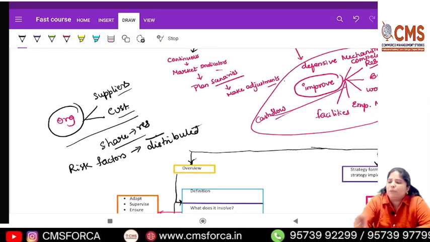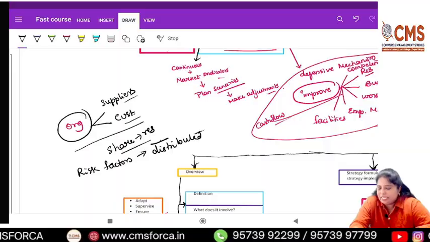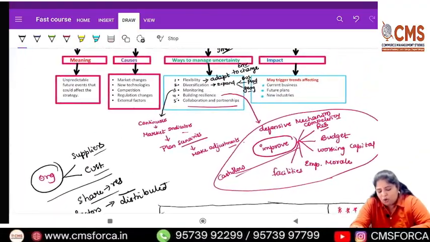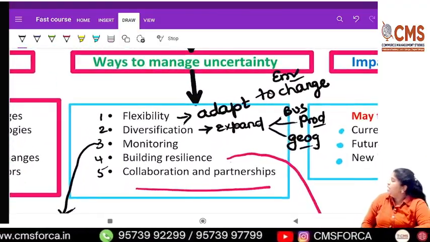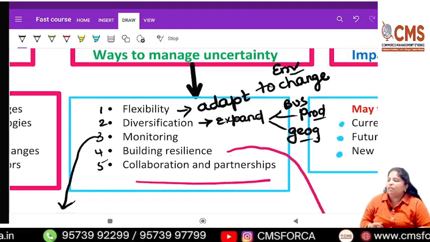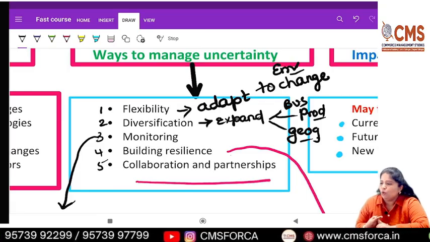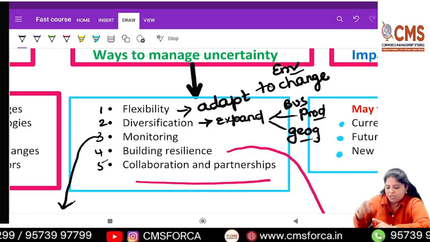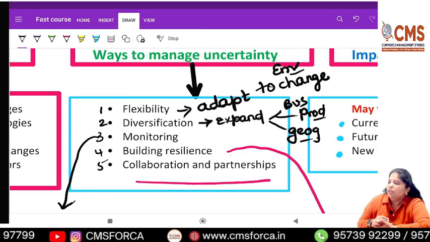So that's one more best way how to manage uncertainty. So to consolidate all the points here, what are the various ways to manage uncertainty? One is keep adapting yourself to all the environmental changes. Next one, you can go for diversification.